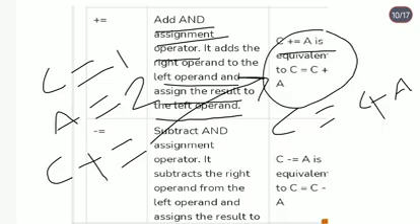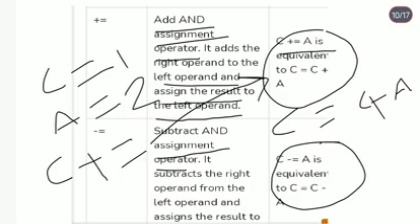Now take this, minus equal to, the subtract and assignment operator. It subtracts the right operand from the left operand and assigns the result to what is given in front of it. So C -= a is equivalent to C = C - a. What will be the value of this one? C = 1 and a = 2. So 1 - 2 = -1 will be the answer. I think this is clear to all of you.